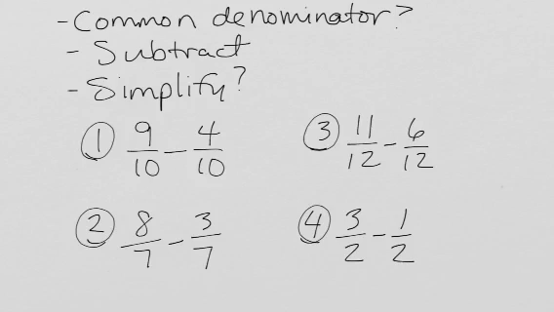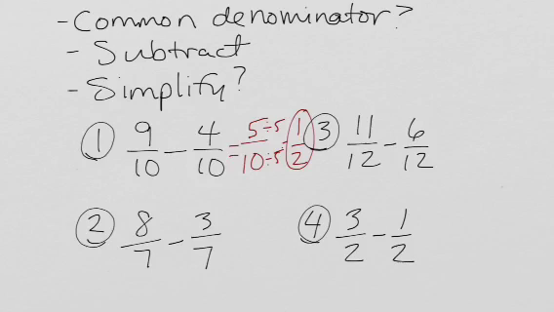Alright, I'm trusting that you paused this video and that you have all 4 of these done ready to check. So, looking at number 1, 9/10 minus 4/10. They have common denominators. Let's go ahead and subtract those. 9 minus 4 is 5. The 10 would remain the same, the denominator doesn't change, but I can simplify that. So 5 and 10, either using your chart or just your basic fact knowledge, I know that my greatest common factor is going to be 5. So my final answer should be 1/2.